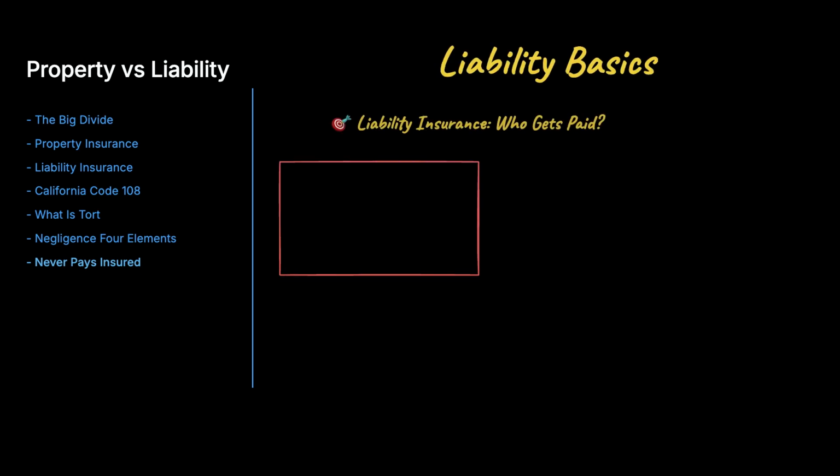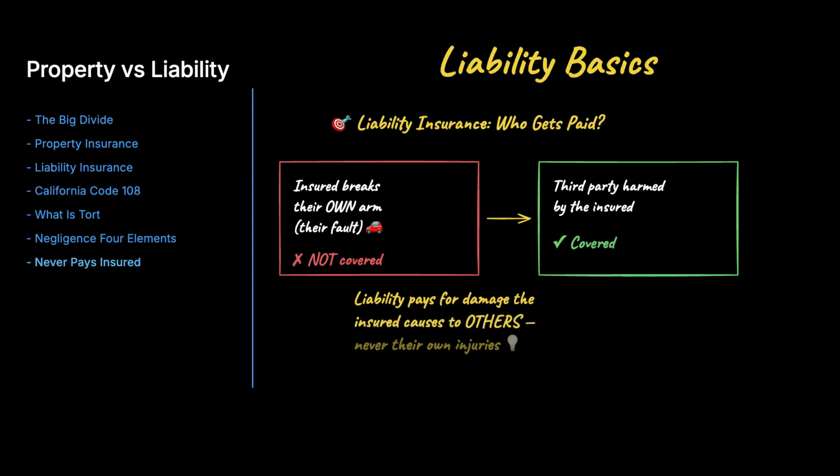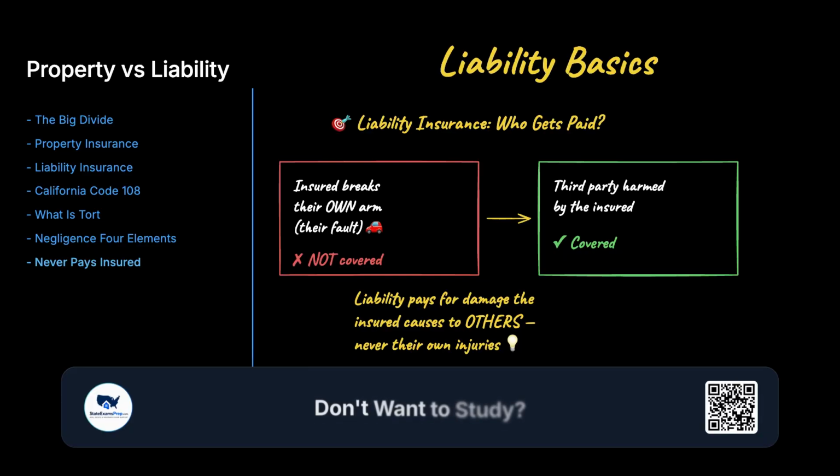I want to nail down one rule candidates constantly get backwards. Liability insurance never pays the insured for the insured's own injuries or property damage. Suppose your insured causes a crash through their own carelessness and breaks their own arm. Liability coverage does nothing for that arm. It only pays the third party your insured harmed.